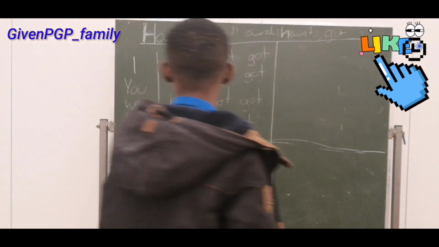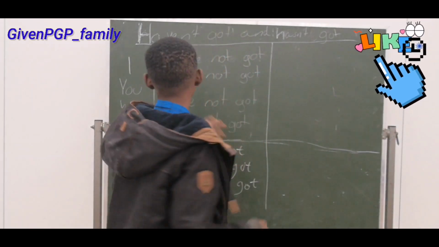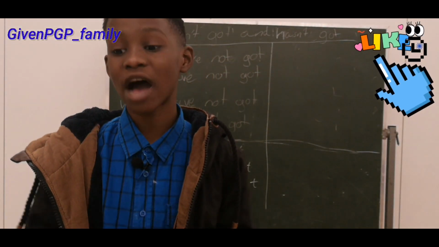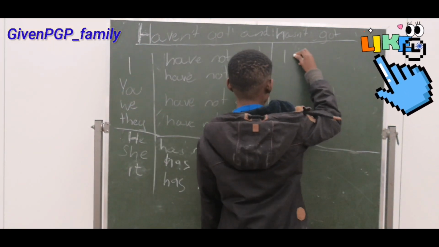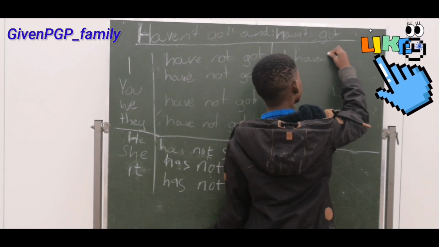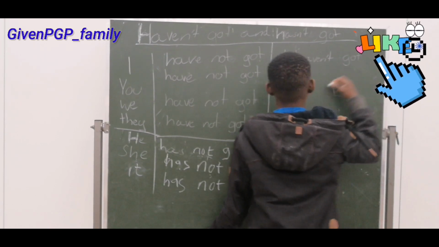So now we're writing it all in short forms. So let's go. I have not got is then I haven't got. So I haven't got.